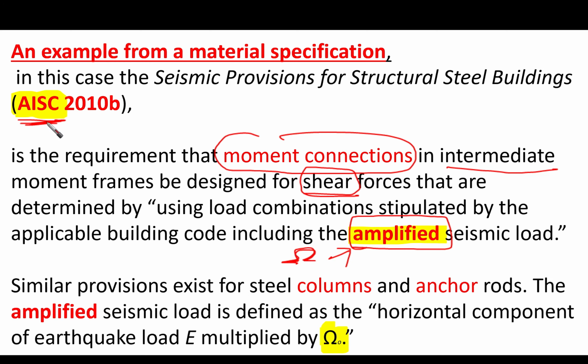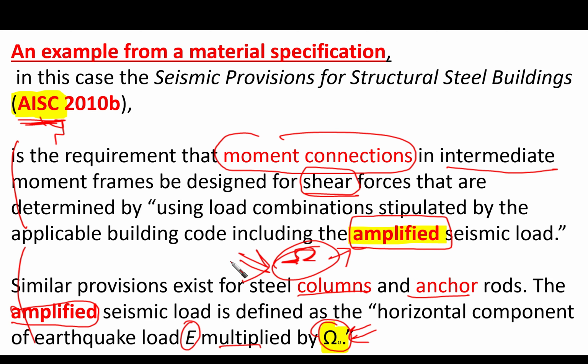So this is in AISC. Now, another thing also in AISC, a similar provision exists for steel columns and anchor rods. They said that amplified seismic load is defined as the horizontal component of earthquake load E multiplied by omega. Okay, so this is another specification. ASCE gives in two different spots that the requirements of omega should be used in the combinations.